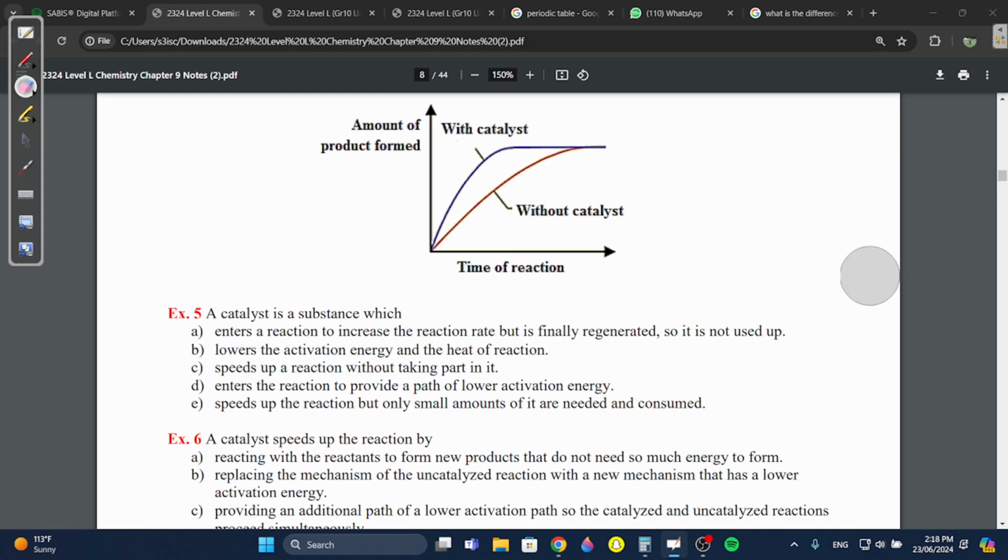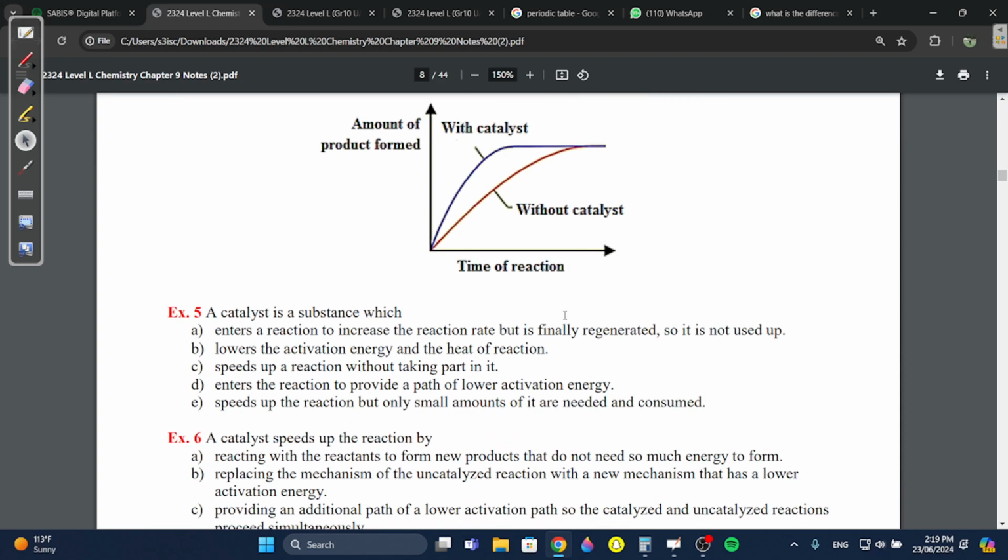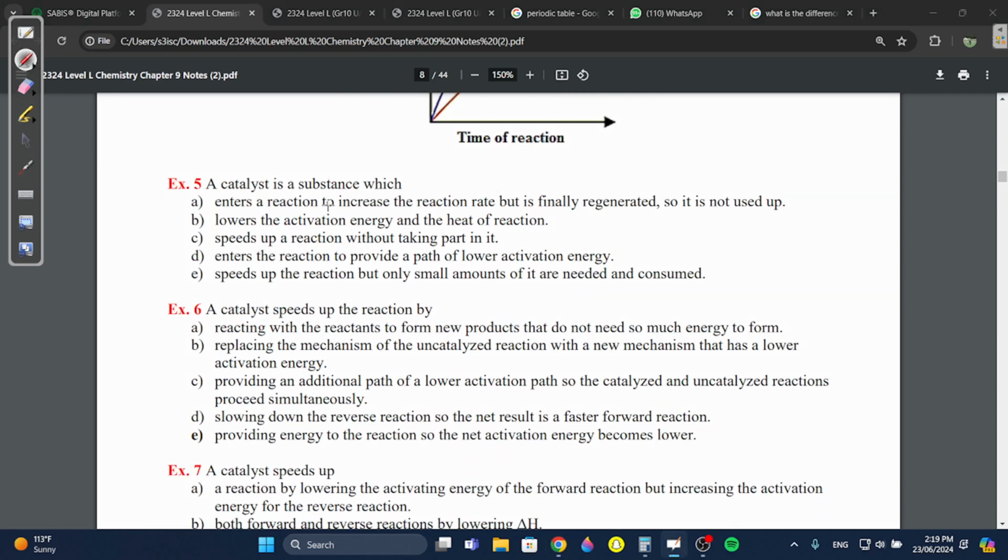One important thing: a catalyst takes part in the reaction, but it is regenerated. So it comes back, it's not used up. Sometimes they ask you which is the catalyst. You have to look at the substance that was used up but came back, regenerated. That's what a catalyst is. It's never used up. For those who do bio, you should know enzymes are catalysts. Enzymes are never used up in the reaction; they always find their way back.